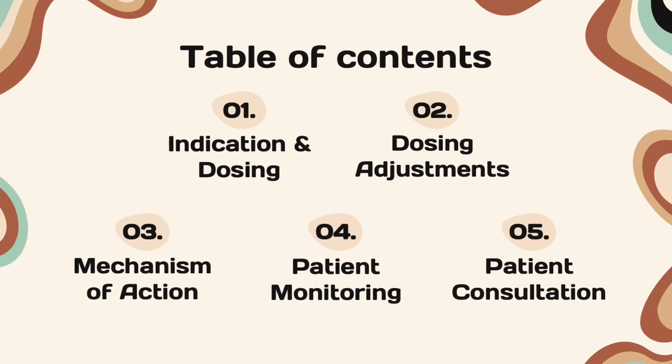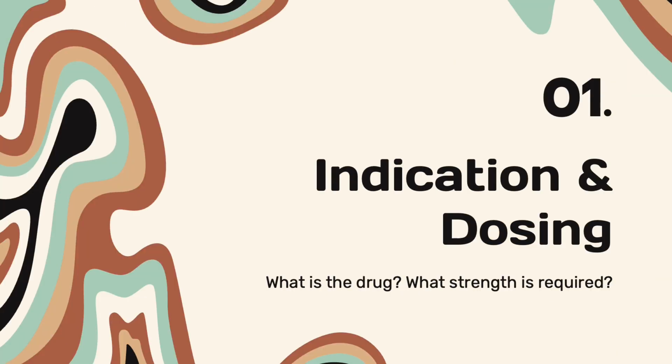Here's the table of contents. Today we will first be talking about indication and dosing, second, dosing adjustments, third, mechanism of action, fourth, patient monitoring, and fifth, patient consultation. So first, indication and dosing. What is the drug? What strength is required?